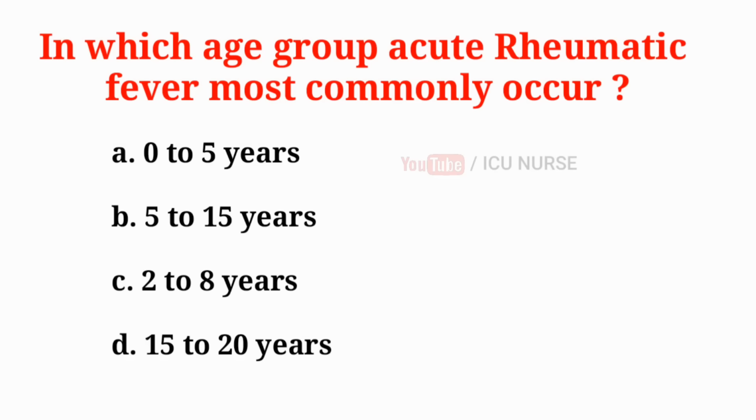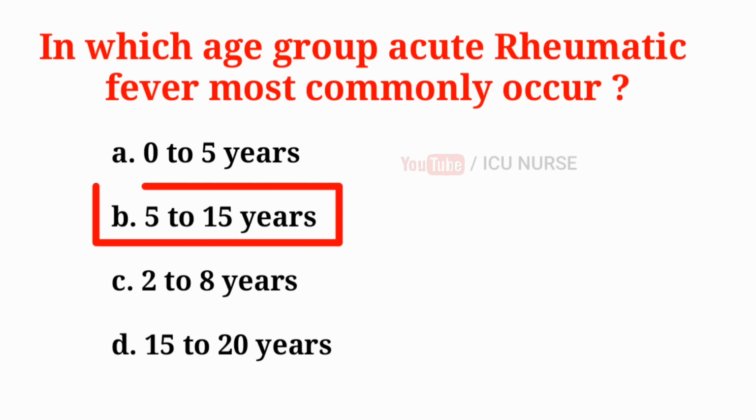In which age group does acute rheumatic fever most commonly occur? A. 0 to 5 years, B. 5 to 15 years, C. 2 to 8 years, D. 15 to 20 years. And the correct answer is B. 5 to 15 years.